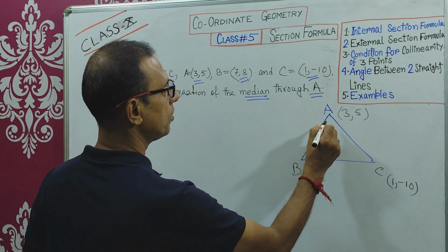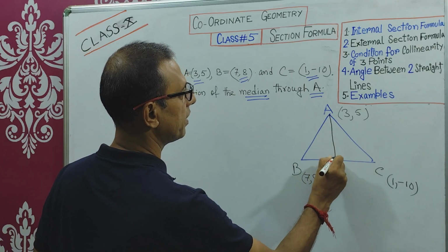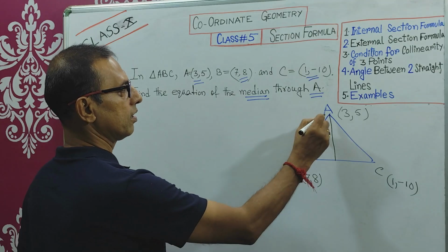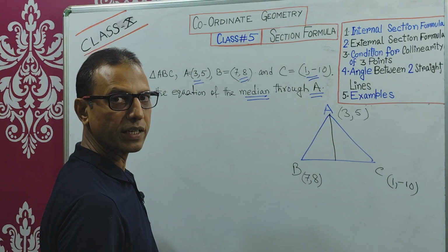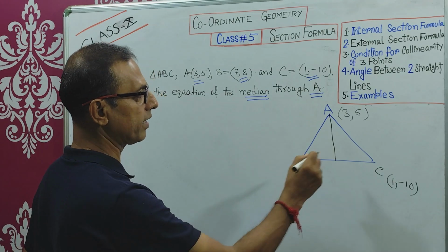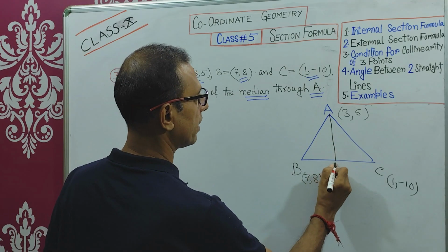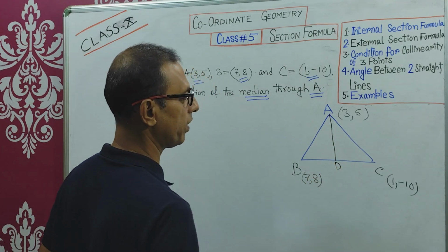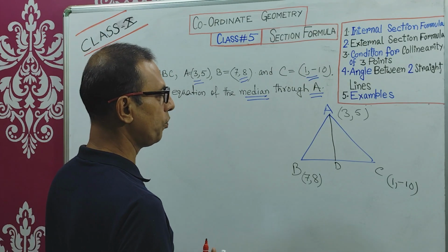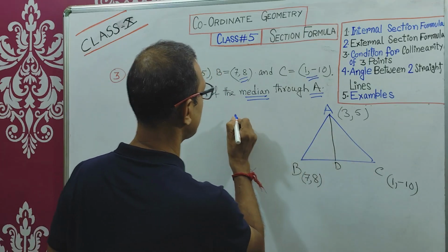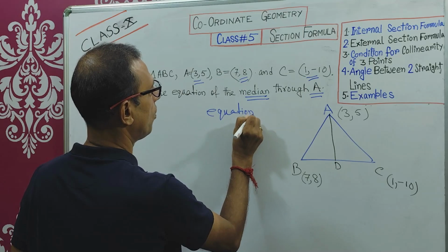Okay, now median passing through A. What is a median? Median is the line from any vertex to the opposite side of a triangle, bisecting that side. So that means this line, let's say this point is D, where it is intersecting BC. So you need to find out the equation of AD.